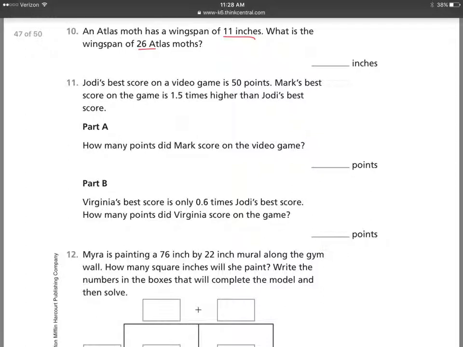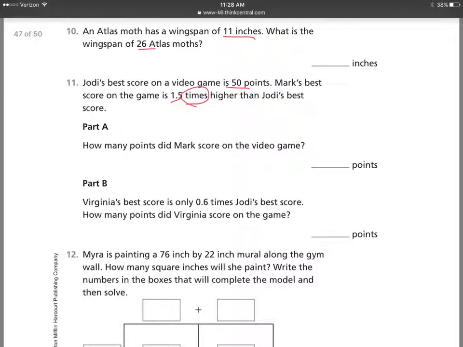Number 11 is a two-part question and 2 points. Jody's best score in a video game is 50 points. Mark's best is 1.5 times higher than hers. So how many points did Mark score in the video game? Again, set up your multiplication problem any way that you wish and find the answer to that question.